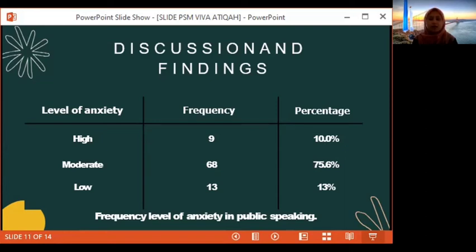The moderate level of anxiety among the respondents is 68, which is 75.6%. So, in brief, based on the chart, the majority of students have a moderate level of anxiety rather than high or low. Most of the language center students have a moderate level of anxiety in public speaking.